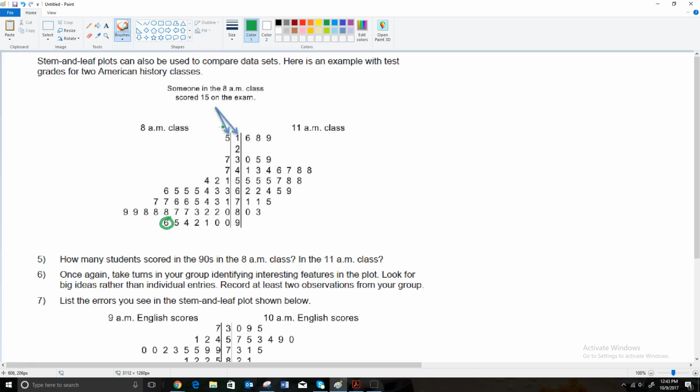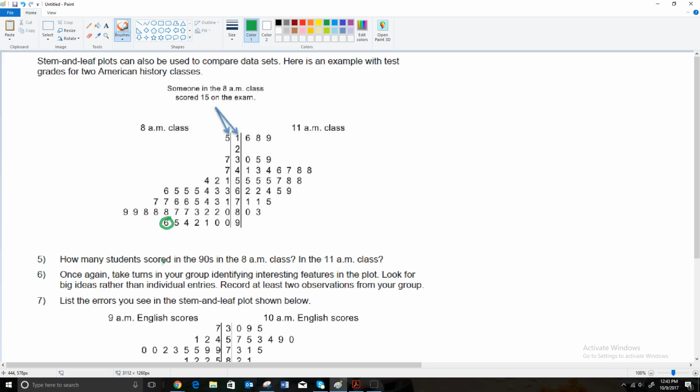So when you're reading these, a couple points to remember. The smaller values, 80 would be here closer to the stem than 89, and then when you read the left side, you have to read the stem and then the leaf, which means you're reading to the left instead of to the right. You're reading kind of backwards.